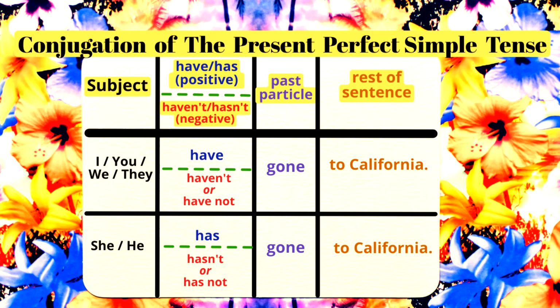And if it's a negative, it'll be you haven't gone to California, or you have not gone to California, and so forth. If it's for she or he, it'll be she has gone to California. He has gone to California. And if it's a negative, it will be he hasn't gone to California, or he has not gone to California.